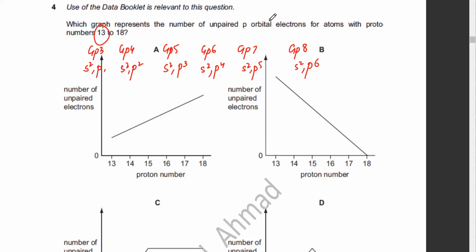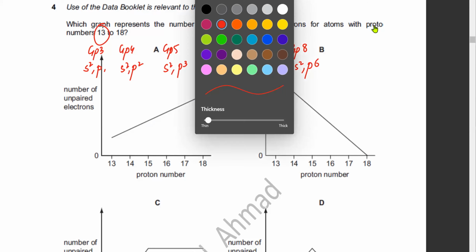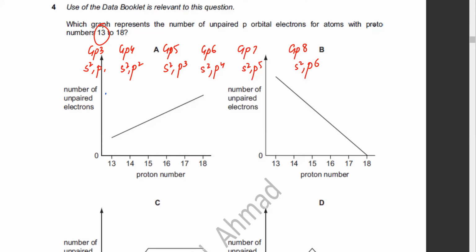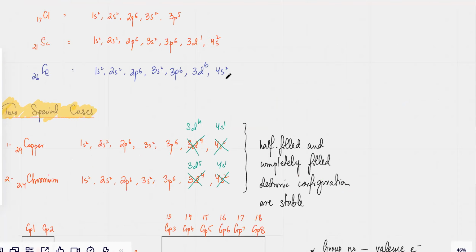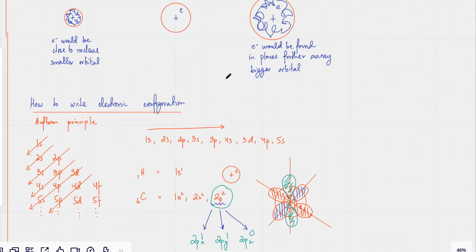you're supposed to plot the number of unpaired p orbitals. So if you have p2 or p1, starting with p1, and he's only focusing on the p orbitals. p1 means p has a total of three orbitals, px, py and pz. So p1 means there's only one electron, and the other two orbitals are completely empty. So there's only one electron in one of the px orbital. I mean, this is what your p subshell looks like.